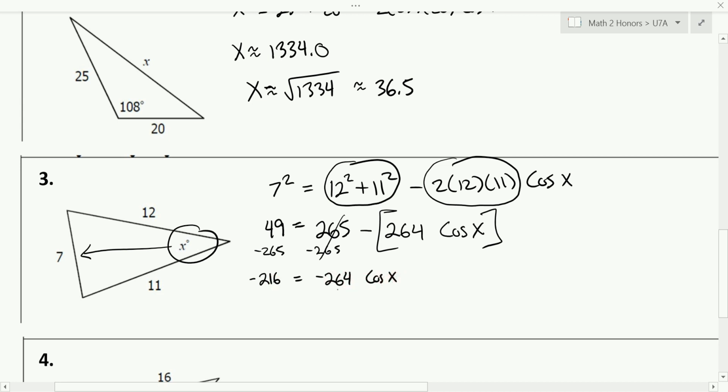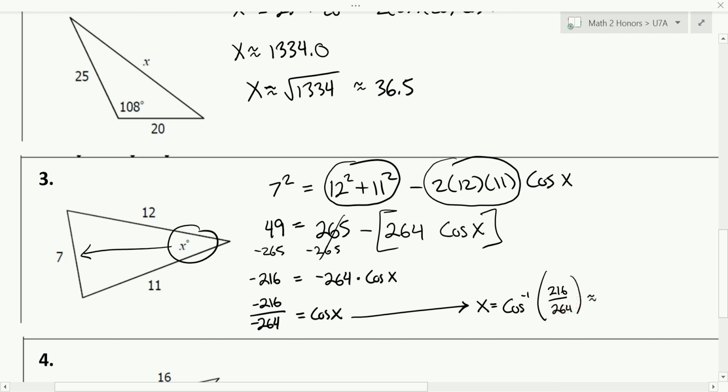Okay, then how do we get rid of the negative 264? You don't add, because it's held together by multiplication. You divide both sides by negative 264. So you get negative 216 divided by negative 264 is equal to cosine x. Now we're almost there. We want x by itself. So what are we going to do? Inverse cosine of, and you could keep them both negative, or negative divided by negative is positive, so you could just change it to positive 216 over 264.